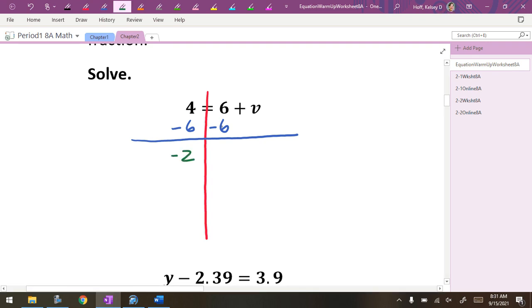Now, 6 minus 6 cancels out, so we're going to put an X through them. My equal sign stays on that line, and my v drops down. Now, Miss Hoff gets in the habit of putting a 1 in front of the v. Do you have to? No, but it is something that you may want to get used to doing. Now, v is by itself. Nothing's added or subtracted, and I have a 1 in front of it. That's my final answer. You put a box around it. v is equal to negative 2.